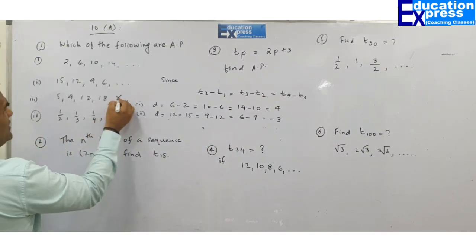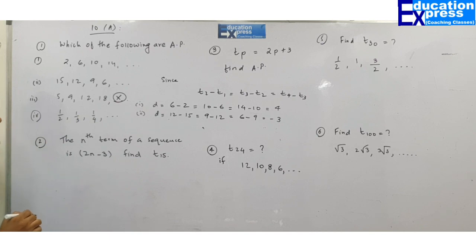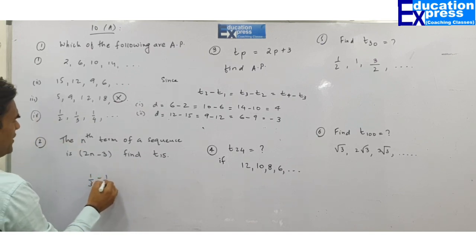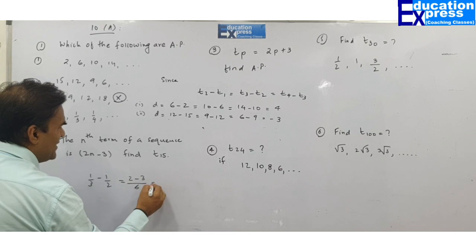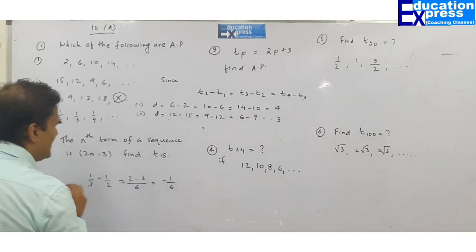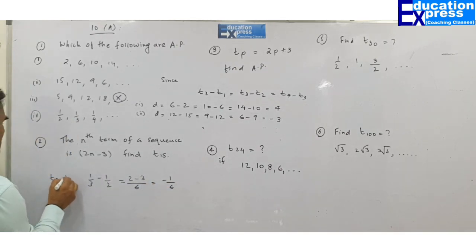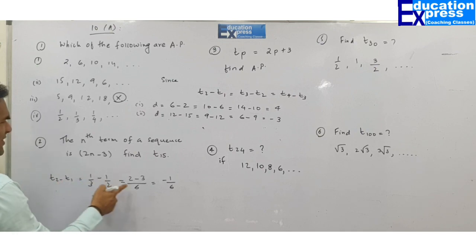Henceforth, this is not an AP. So what about this? You can verify. 1 upon 3 minus 1 upon 2 will give you 2 minus 3 upon 6. That will be minus 1 upon 6. This is second term minus first term, which is this.